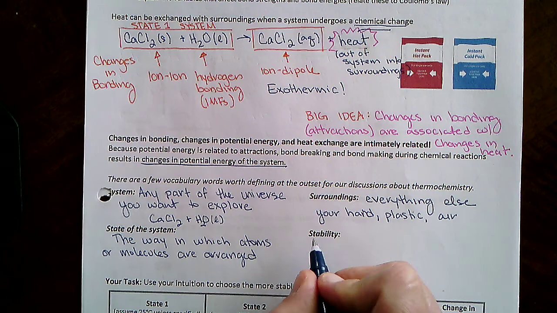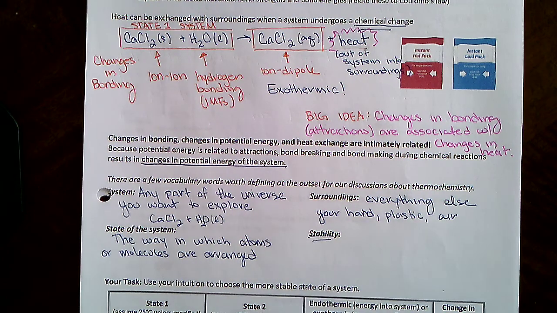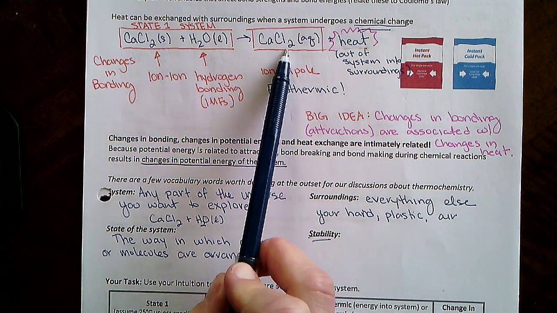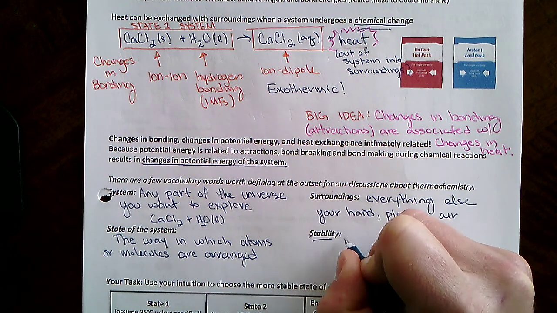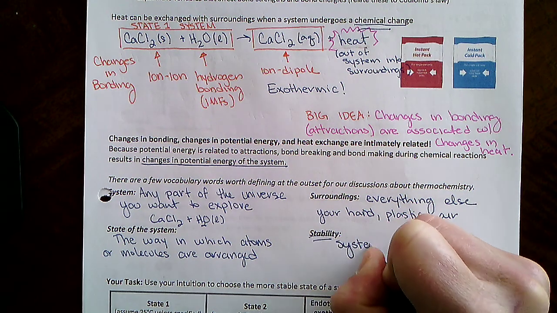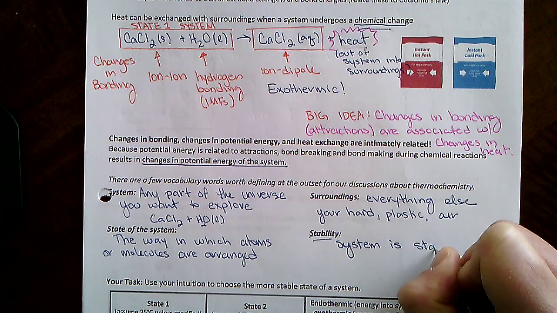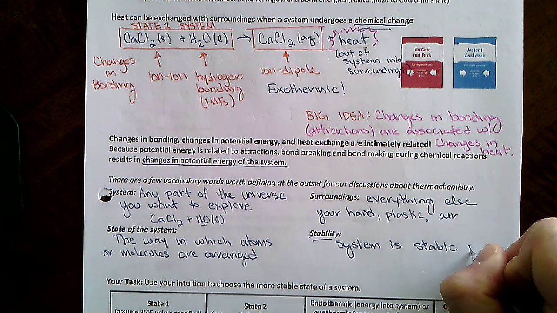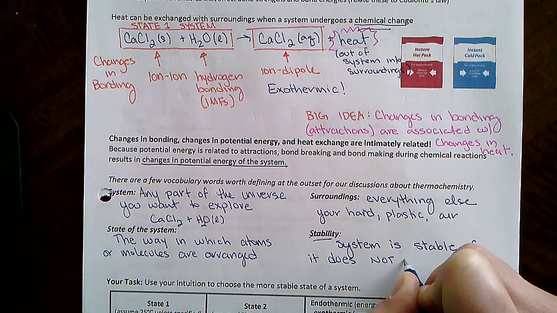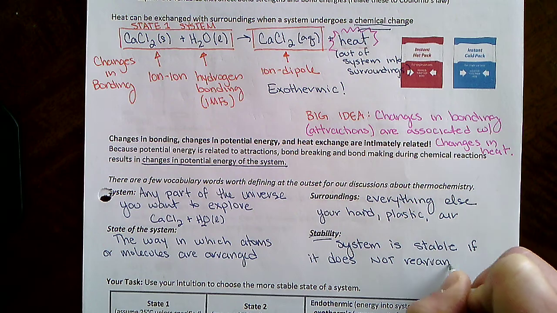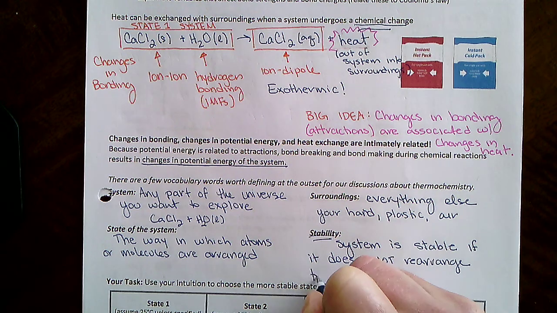And this concept, this is a big idea, stability. We've kind of mentioned it when we've talked about resonance structures. But stability is all about whether or not a system rearranges to another state. A system is stable if it does not rearrange to another state.